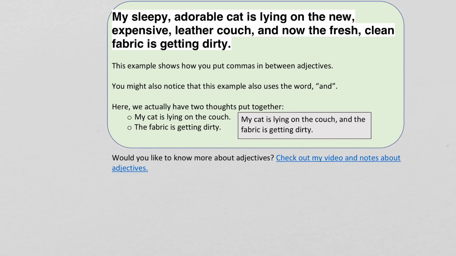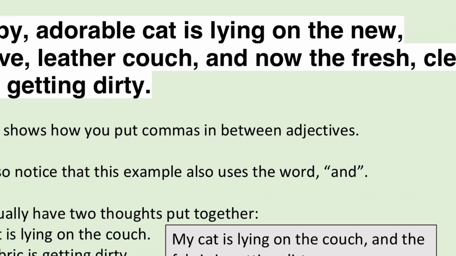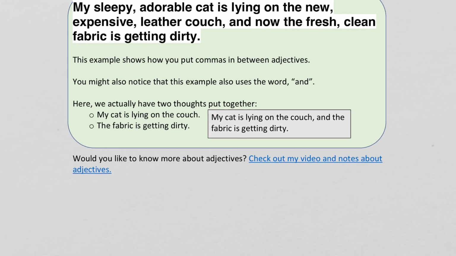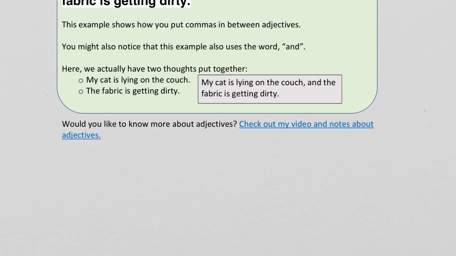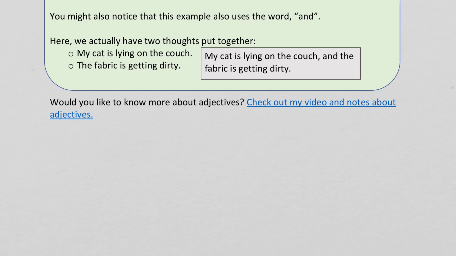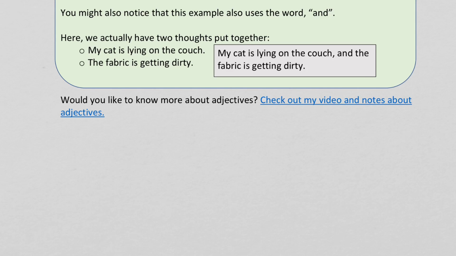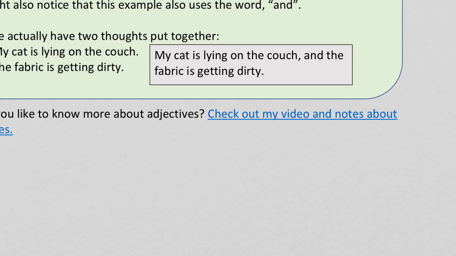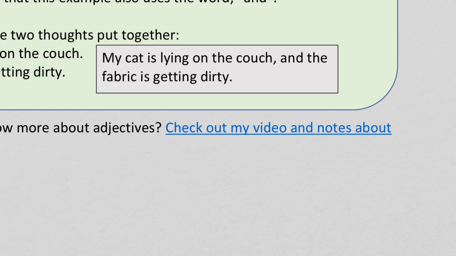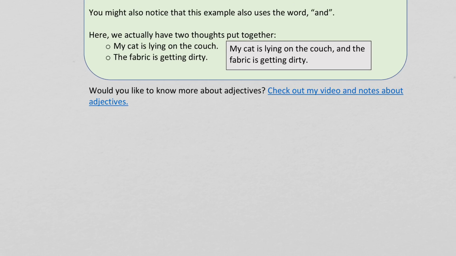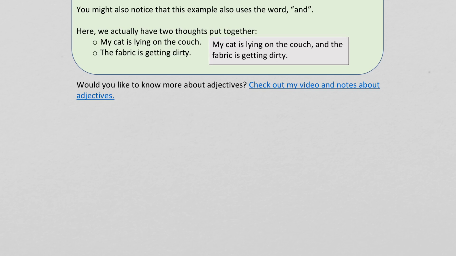You might also notice that this example uses the word and. Oh, it's actually a pretty complicated sentence. Here we actually have two thoughts put together. So I've taken out all of the adjectives so that you can see what I mean. My cat is lying on the couch, period. The fabric is getting dirty, period. We could put them together like this: my cat is lying on the couch, comma, and the fabric is getting dirty. As I mentioned at the beginning of this slide, check out my video and notes about adjectives. I have more examples of sentences there as well.